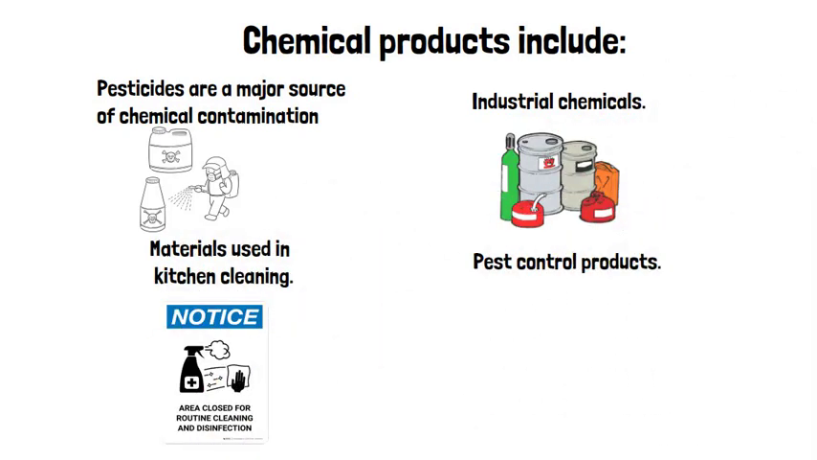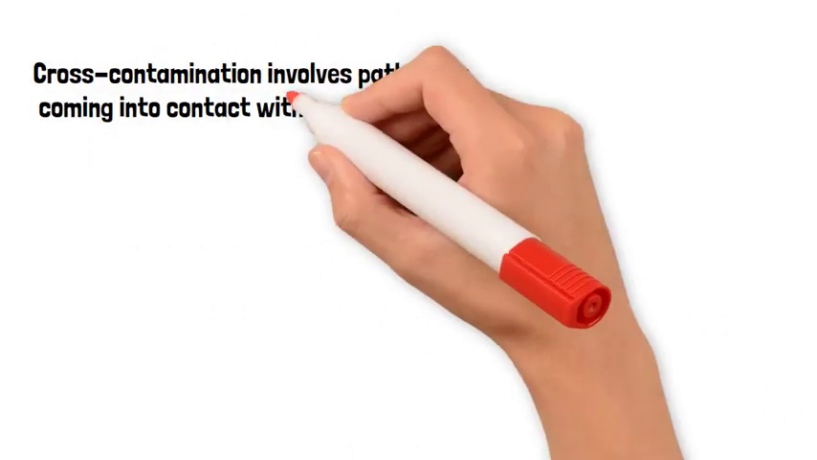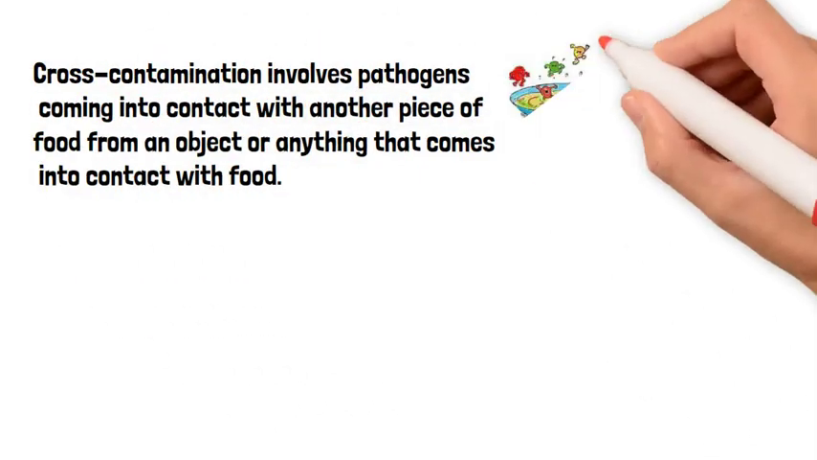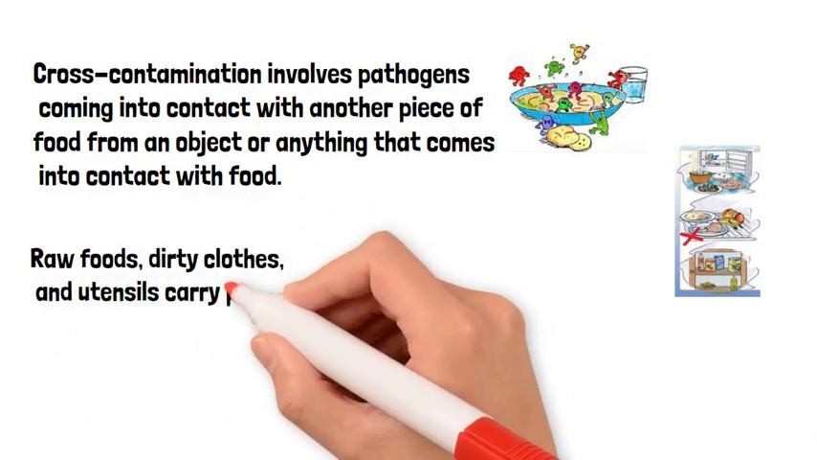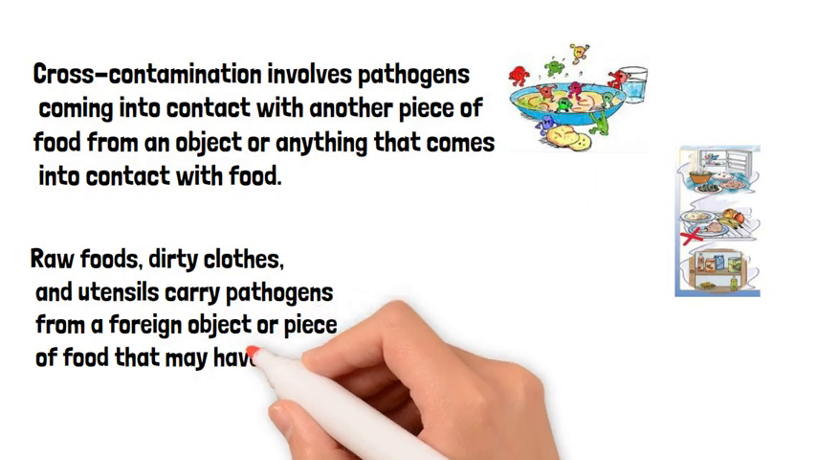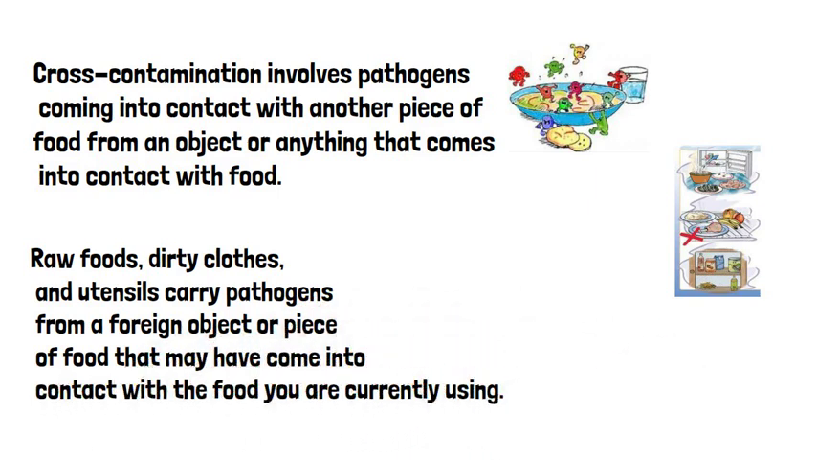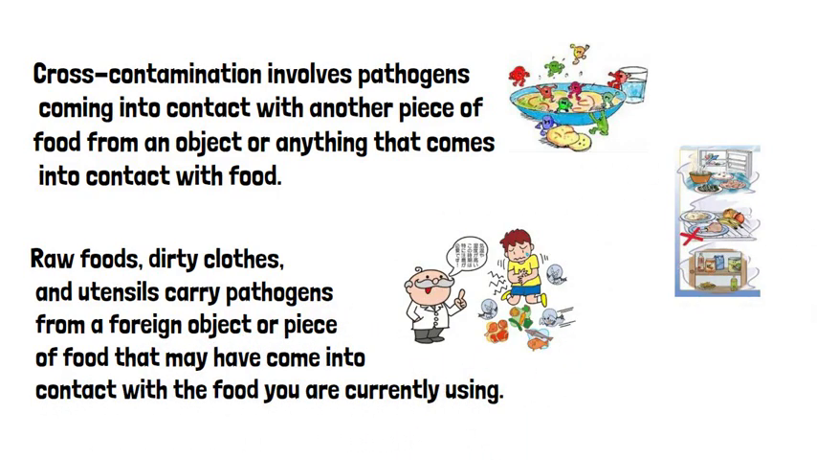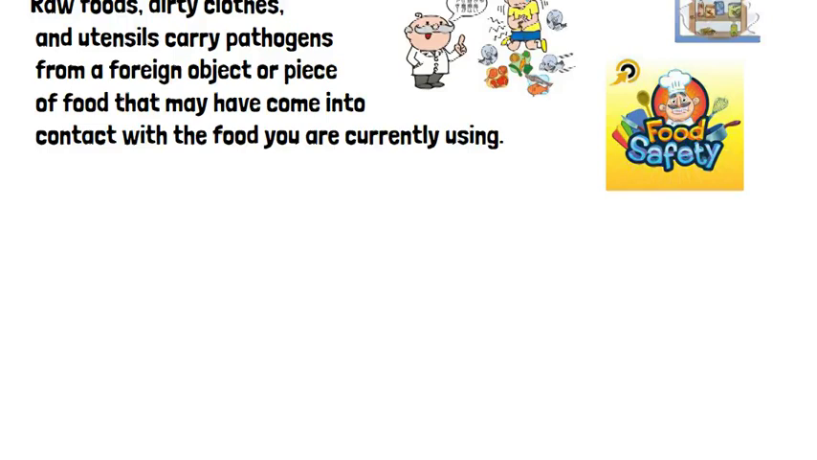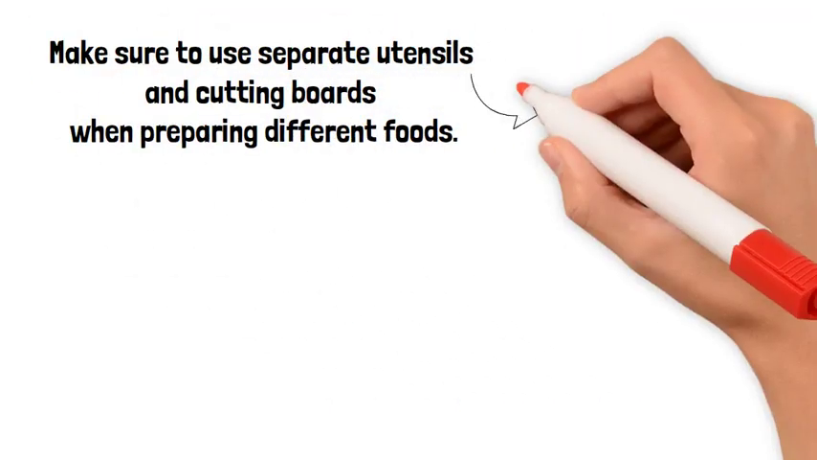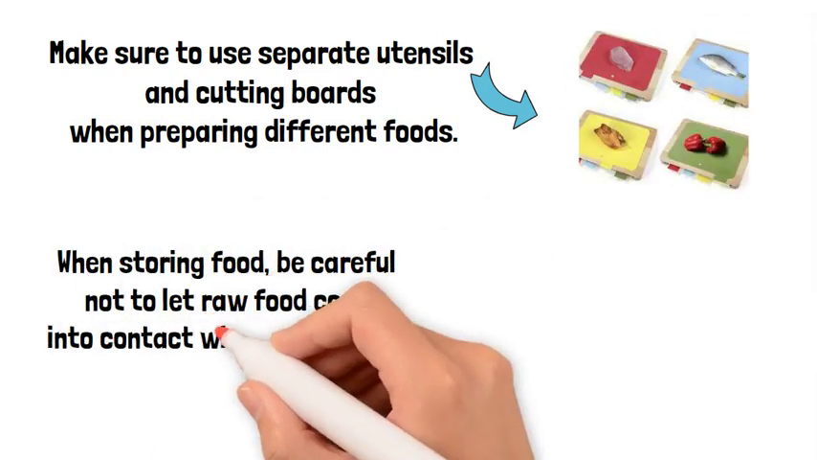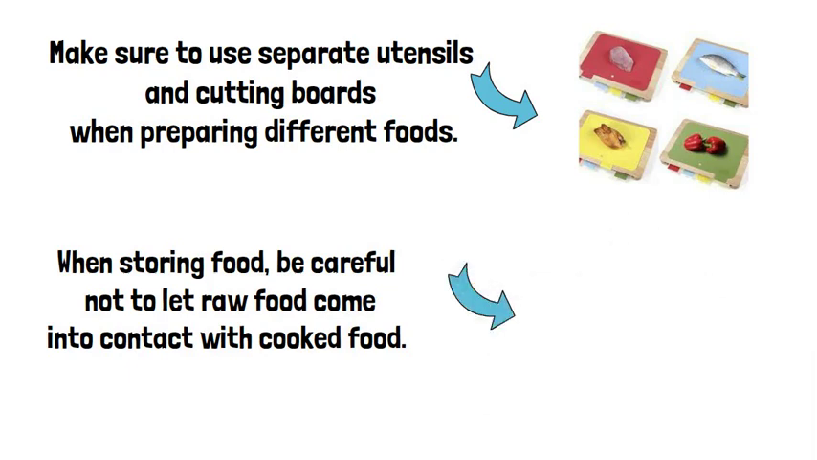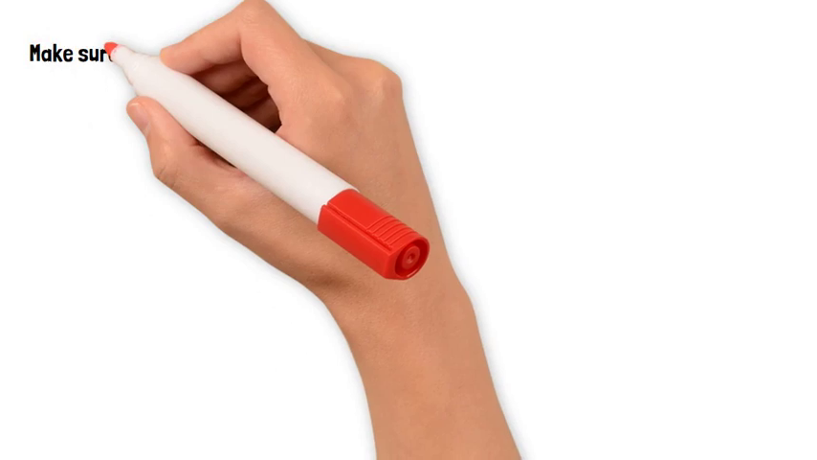Pest control products. Cross-contamination involves pathogens coming into contact with another piece of food from an object or anything that comes into contact with food. Raw foods, dirty clothes, and utensils carry pathogens from a foreign object or piece of food that may have come into contact with the food you are currently using. To avoid cross-contamination, use separate utensils and cutting boards when preparing different foods. When storing food, be careful not to let raw food come into contact with cooked food.